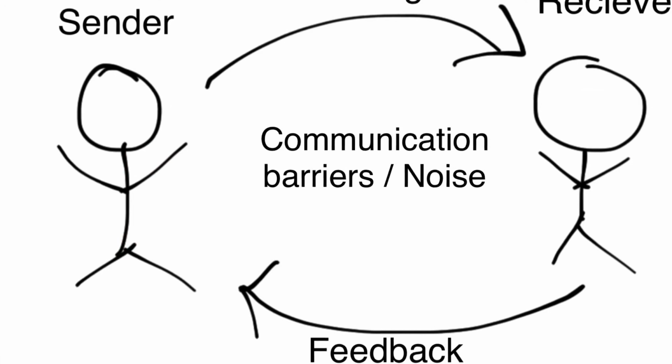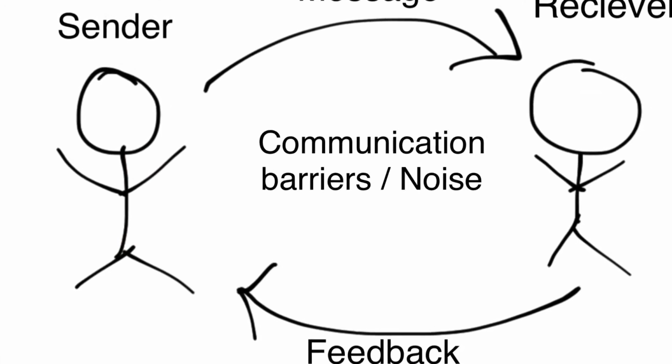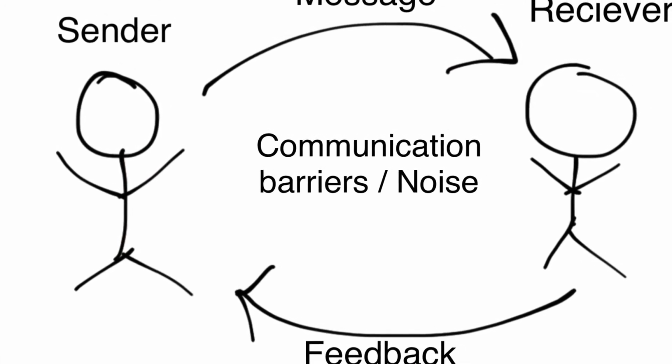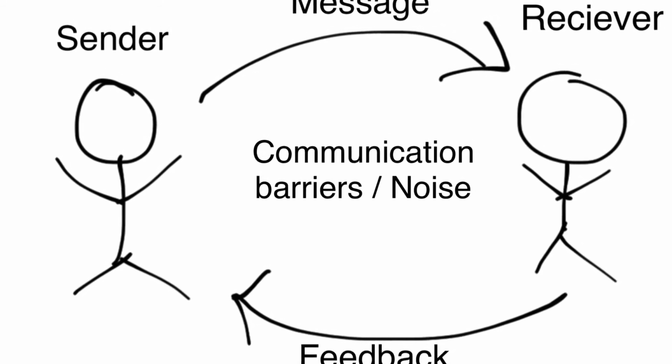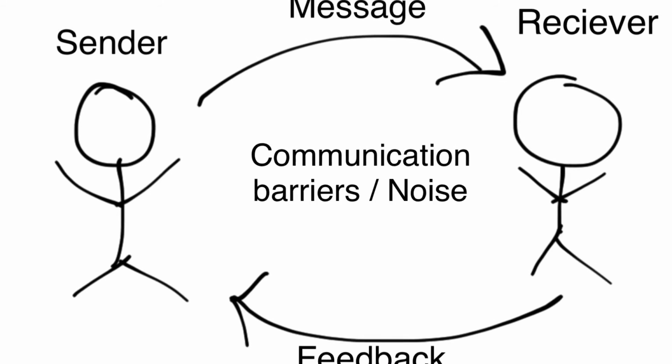An example of a communication barrier in a channel, which would be the way that you send your message, would be if you had a bad reception on a cell phone. That would be a communication barrier that stops the communication from taking place.